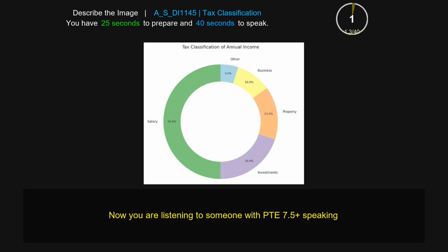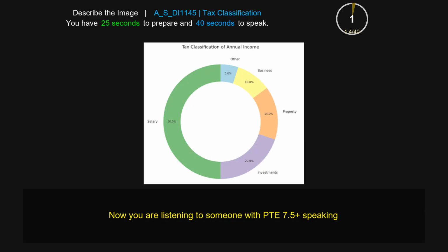The pie chart is about tax classification of annual income. As you can see, salary accounts for the highest amount, which is 50%. The second place comes to investment, which is 20%. On the other hand, property accounts for a smaller amount, which is only 15%. Business only accounts for 10%. Overall, it is about tax classification of annual income.